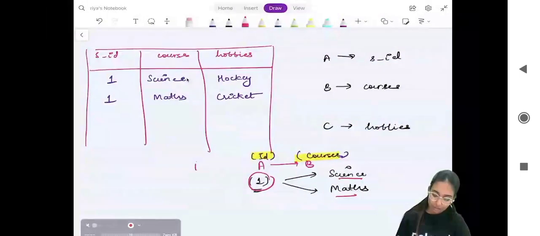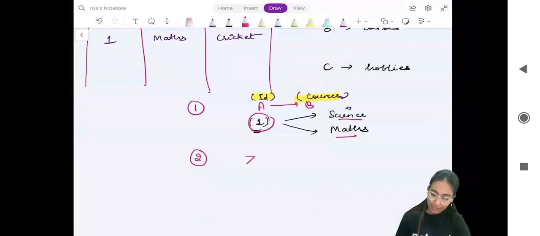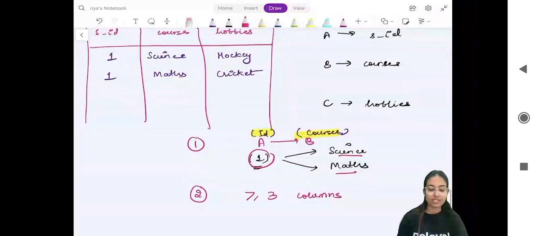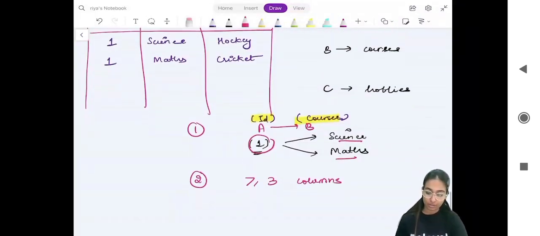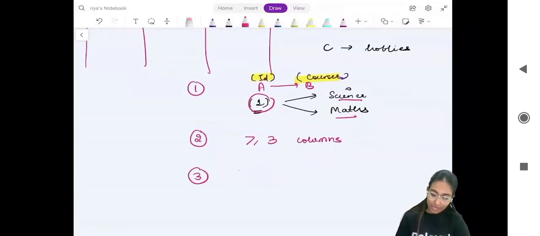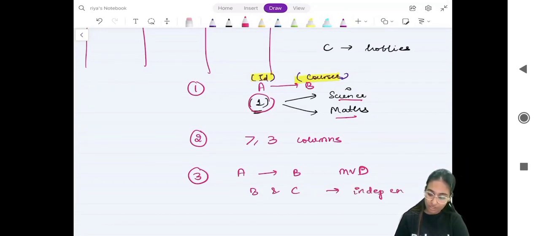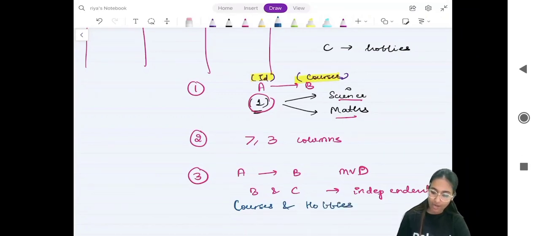The second rule was that it should have at least greater than or equal to 3 columns. And it is true as well because this table also has 3 columns. And the third is, if there is a multi-value dependency from A to B, then B and C should be independent of each other, which is indeed true as well because there is no relation whatsoever between courses and hobbies.